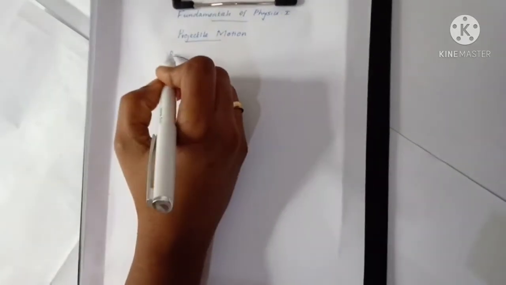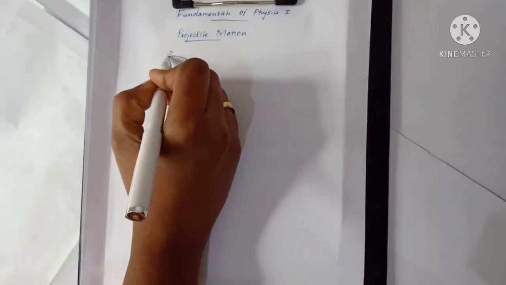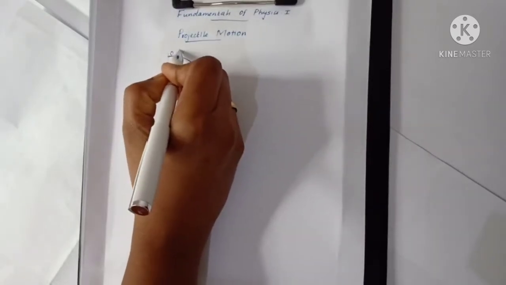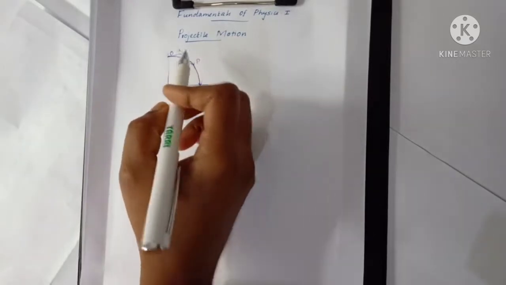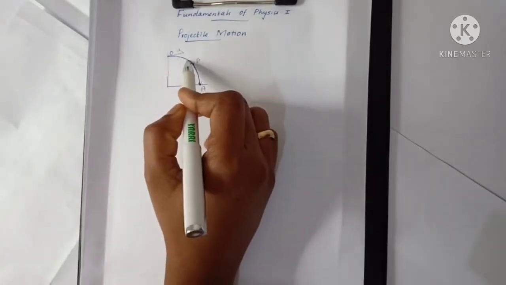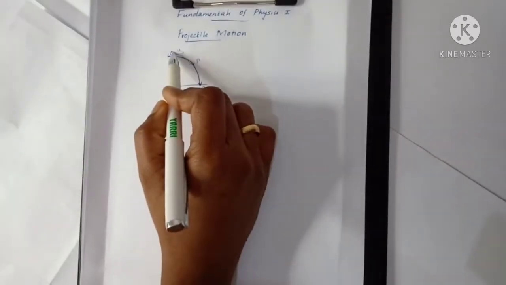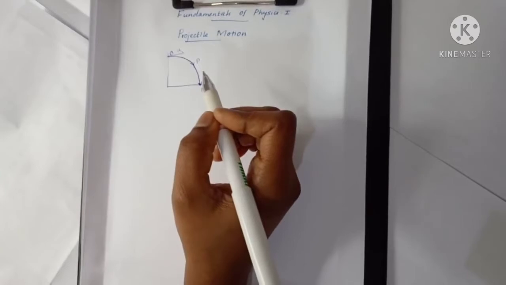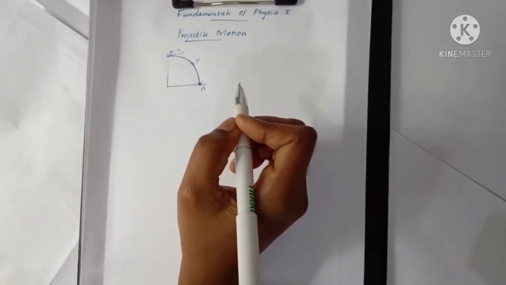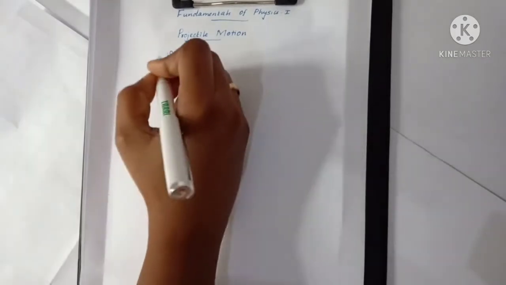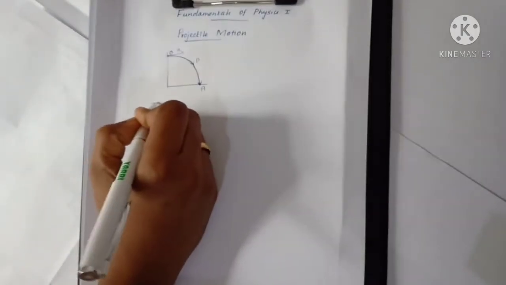Here, you throw an object with some initial velocity, and then allow the object to move due to gravity. This object is called a projectile, and the path followed by the projectile is the trajectory. That is this path, OPA. This path is called the trajectory.